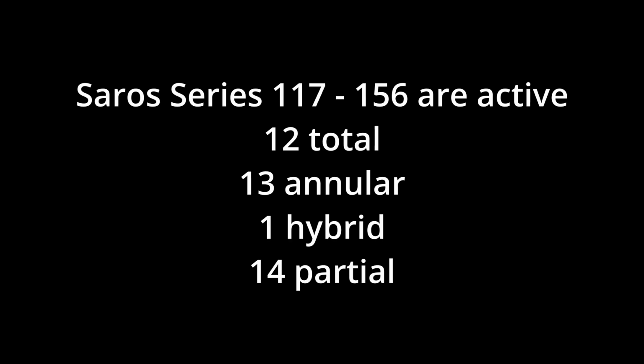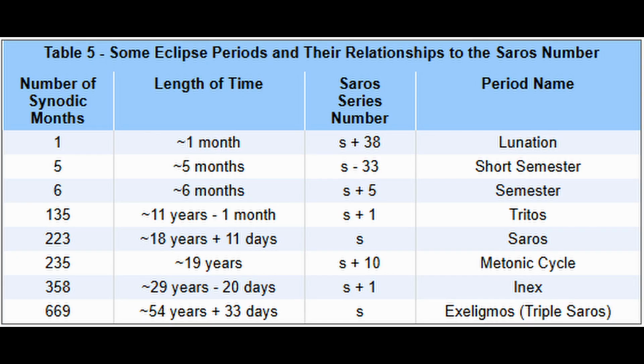Saros series do overlap. There are about 40 Saros series happening at any given point in time, each producing eclipses every 18 years. Right now, there are 12 Saros series producing total solar eclipses, 13 producing annular eclipses, 1 producing hybrid eclipses, and 14 producing partial eclipses. There are many other types of eclipse periods besides the Saros, and while I won't cover them here, I encourage you to research on your own.